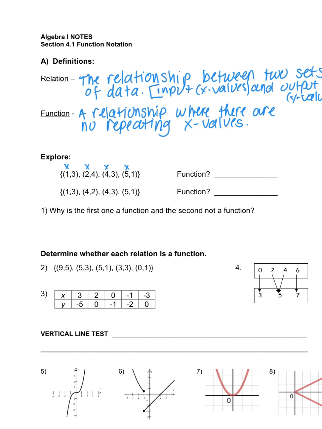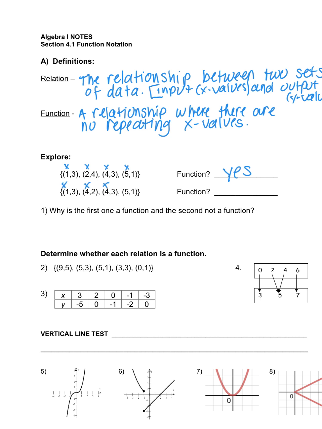So let's check. Here are our X values that we denoted, and we have X is 1, 2, 4, and 5. There are no repeating X values here. So we will put yes, this is a function. According to our definition up there, you can only have X one time. It can't repeat.